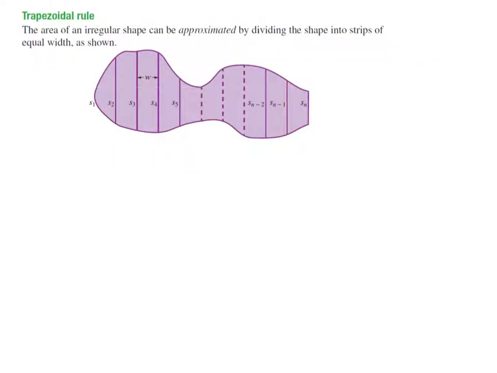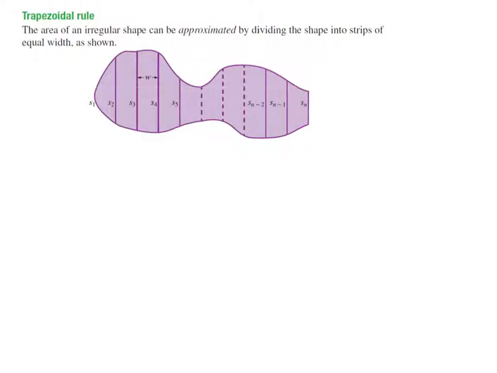Okay, so now we're going to have a look at the trapezoidal rule. So again, we can have a look at an irregular shape, and we can approximate the area by dividing the shape into strips of equal width. Now, if we have a look at these strips, we can see that pretty much most of them, except this one here with the little curved bit, are almost a trapezoidal shape. See, even here, we've got two parallel lines, A and B, and then we have our sloping sides. Sloping at different angles, but we have sloping sides.